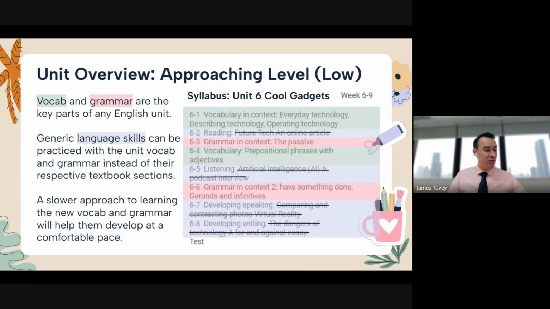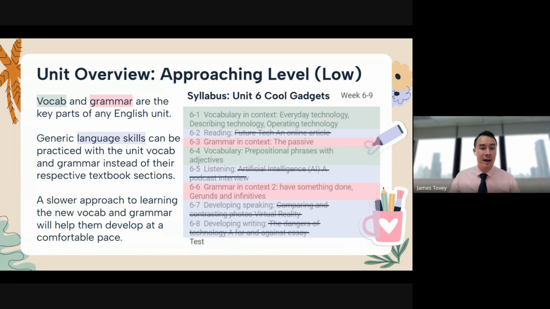Now, if we're going to do a bit of a unit overview for our approaching level or our low-level students, the vocabulary and the grammar are the key parts of any English unit, right? So you really want to be learning the vocabulary, so the green parts here, and the grammar, which are the red parts. So that's what we really want to be doing. The language skills, which are in blue, are more generic, and we have been provided a textbook and slides and activities and so forth from our masterclass, from the publisher, from the academic team, that take these language skills and give them a context.